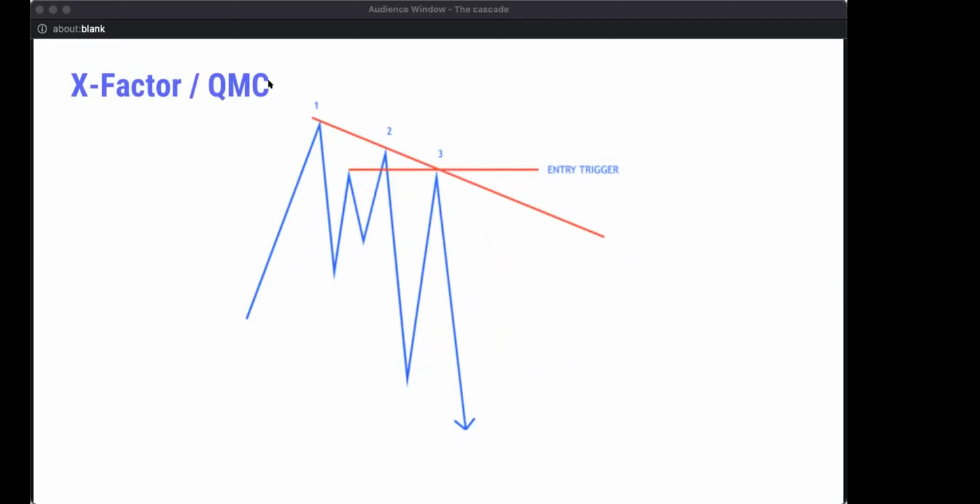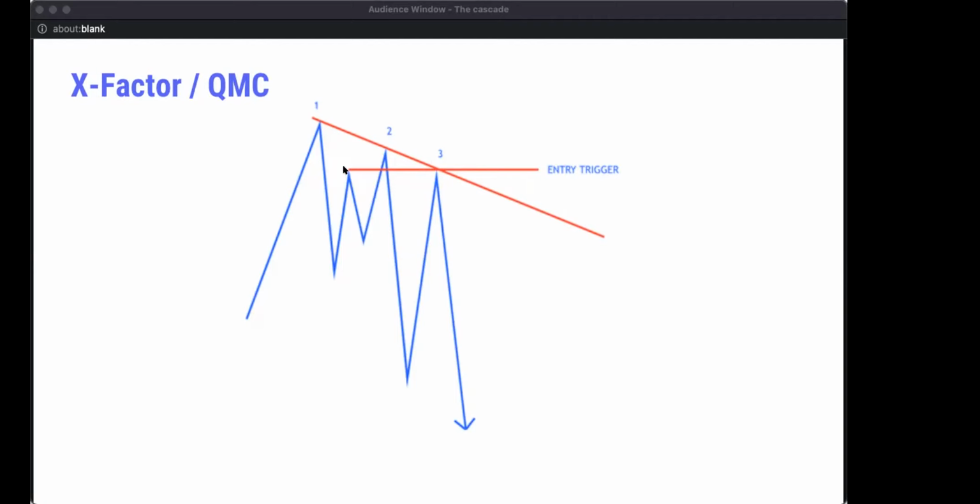Okay, so X factor or QMC, it'll just help you remember. It's just like an X. So what we have is a 3-point touch. First we have this first drive to the high, drop. Then we have a lower high getting wiped out, right? So we have a new QM being built on this trend line. This is what a QMX looks like, or a QMC or an X factor looks like.